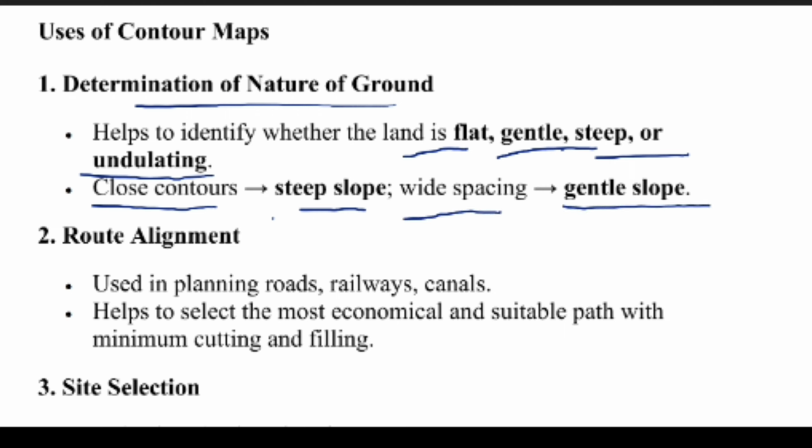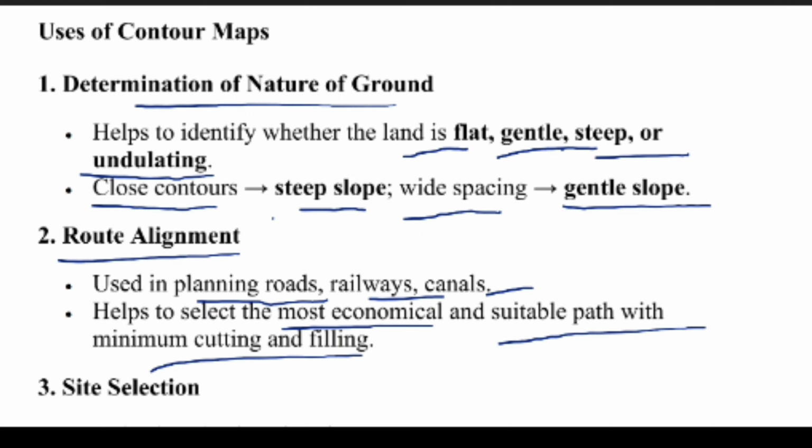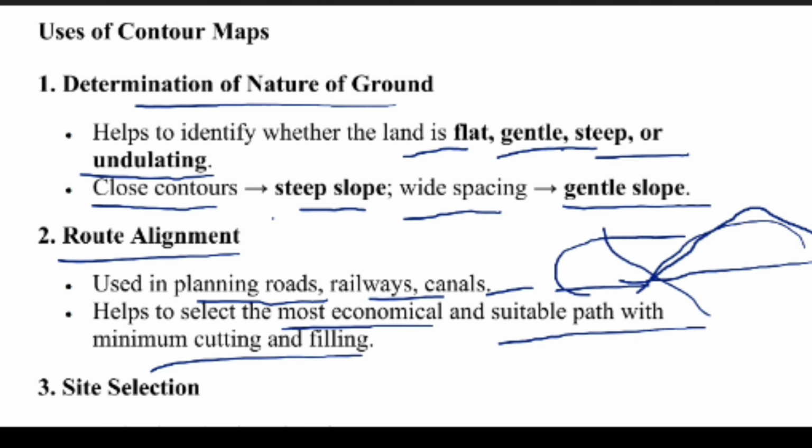You can also use it for route alignment. We can use it for planning of roads, railways, and canals, to select the most economical and suitable path with minimum cutting and filling of the road. Some ground is like this, and here is the road. This portion is cutting, and this we call filling. We cut here, so that the road is flat. So we use it for cutting and filling.